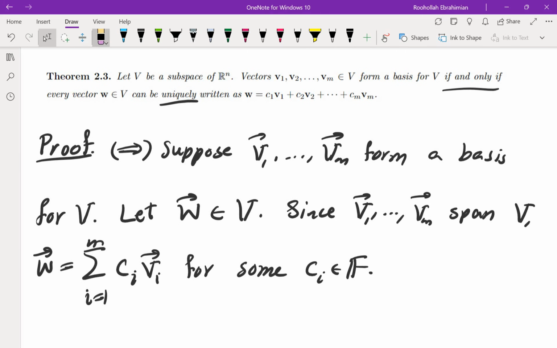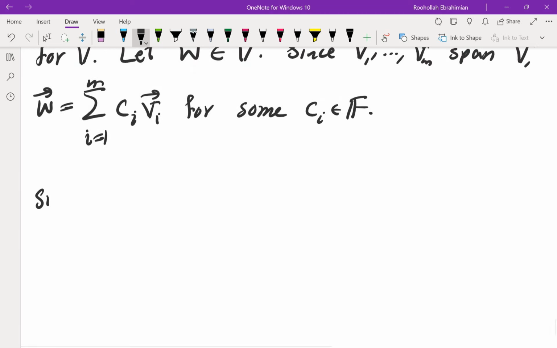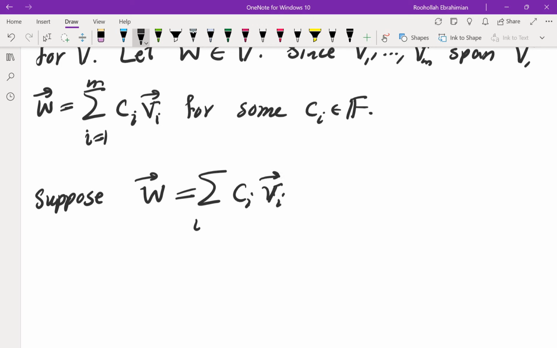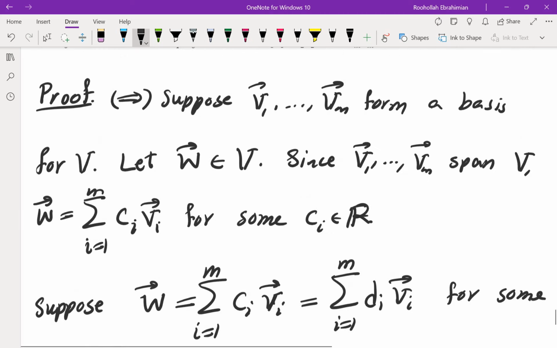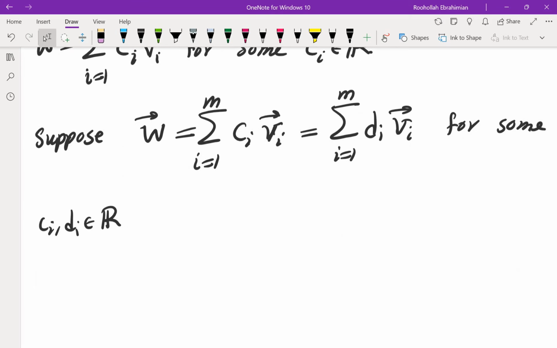Now really the only thing that is left is to show that it is unique. In general, the way we want to show uniqueness in math is to show that there are two different ways and then to show that those two different ways are the same. So suppose w can be written as the sum of ci vi, i equals 1 to m, and also the sum of di vi, for some ci and di inside R. This is R. Okay, so we're going to have to show that this representation is the exact same thing.